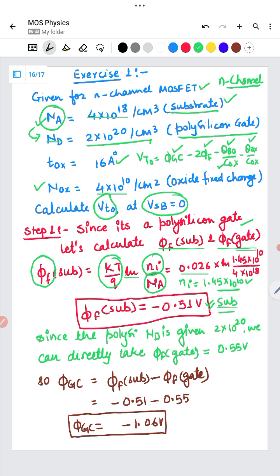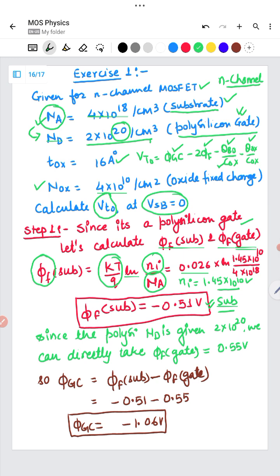But now, do we need to calculate for the polysilicon gate also? In principle, yes, we need to calculate the ND also. But since we know this fact, that in silicon semiconductor if you have doping level 10 to the power 20, you can directly put ND value as 0.55, because we know that in a silicon semiconductor, if the doping density is 10 to the power 10, the Fermi level lies somewhere in between the band gap.